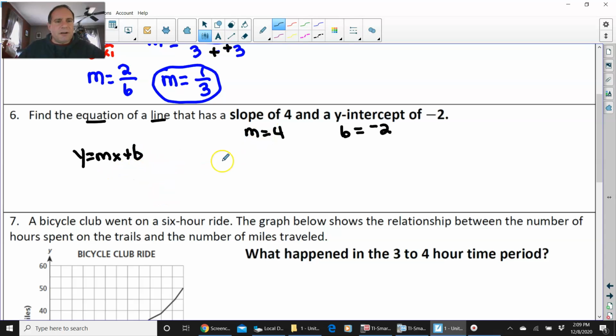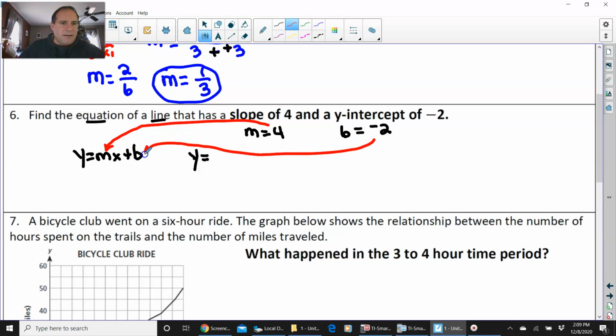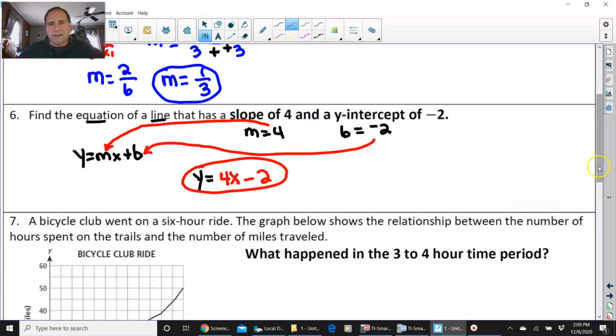So the m is 4. All we have to do is substitute in. This 4 is going to go here. This negative 2 is going to go there. So this is y equals 4x, 4 going in for the m, and minus 2 for the b. That's the equation of that line.